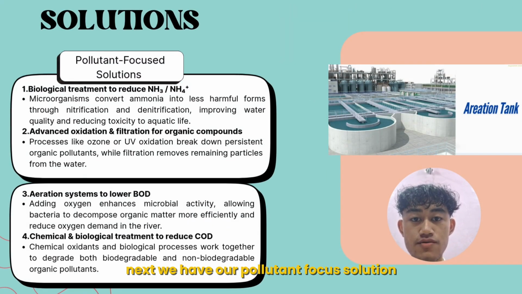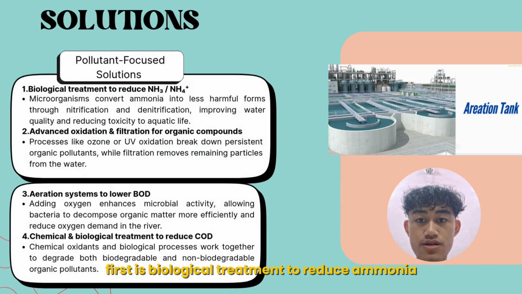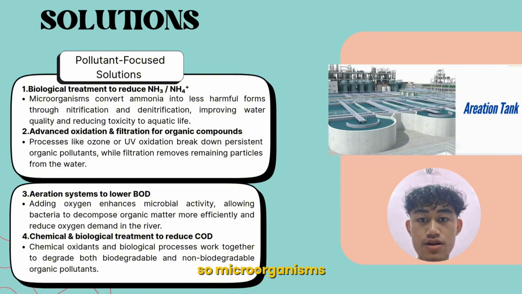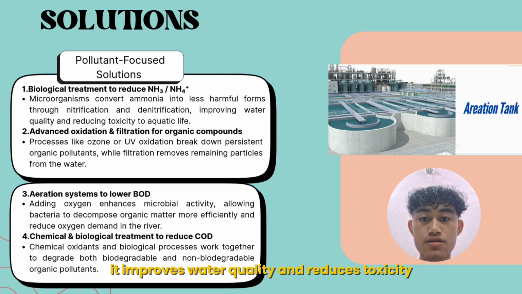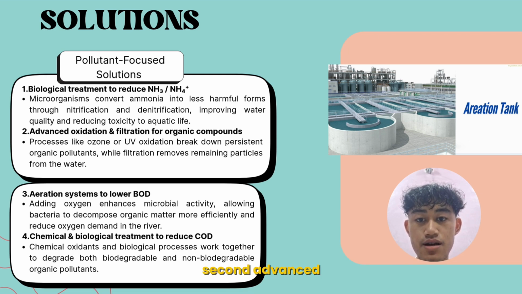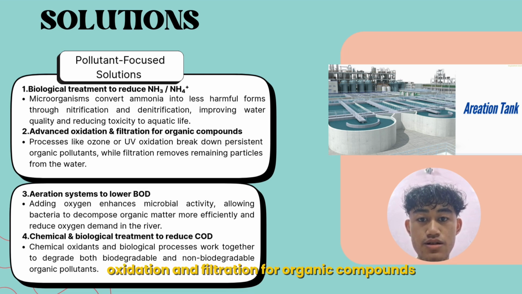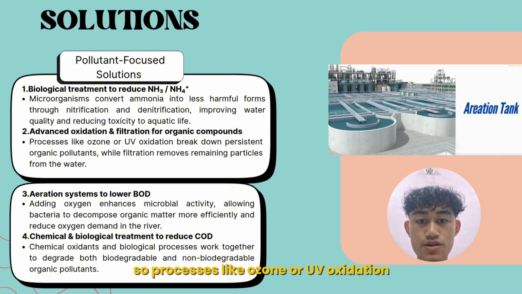Next, we have our pollutant-focused solutions. First is biological treatment to reduce ammonia. Microorganisms convert ammonia into less harmful forms through nitrification and denitrification. It improves water quality and reduces toxicity. Second, advanced oxidation and filtration for organic compounds. Processes like ozone or UV oxidation break down the organic pollutants, while filtration removes the remaining particles from the water. Third, aeration system to lower BOD.